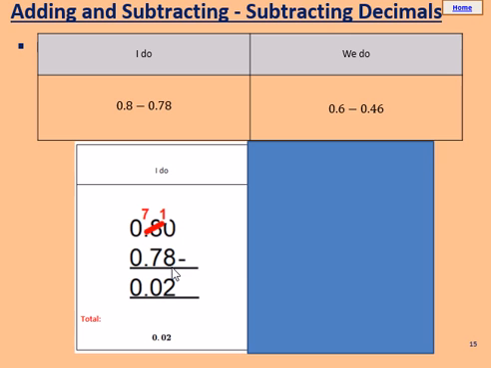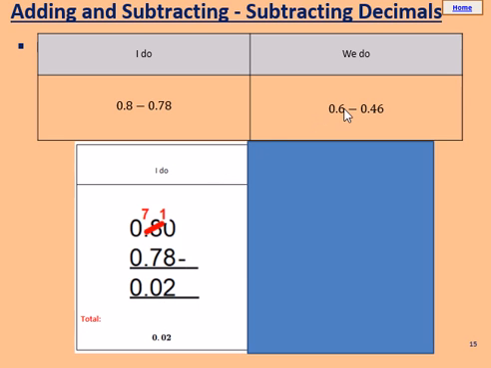10 take away 8 gives 2. 7 take away 7 equals 0. Keep the decimal point, and 0 take away 0 equals 0. So your answer is 0.02. Well done if you followed along with that. Please pause the video. Try the we do. Use the I do to help you through.